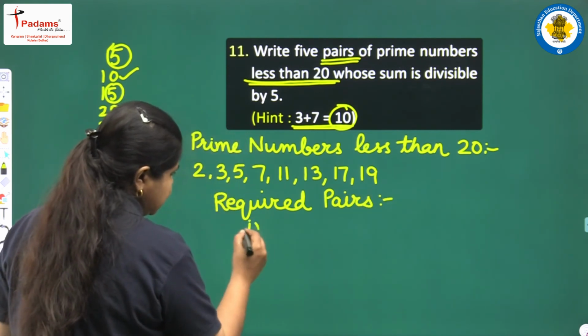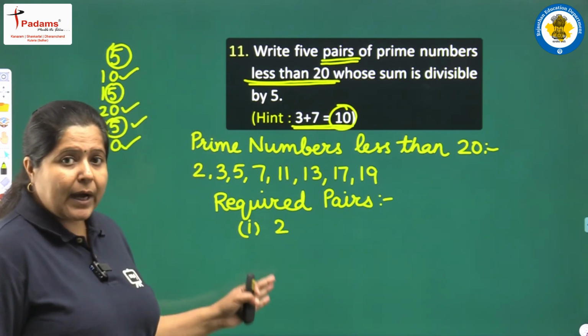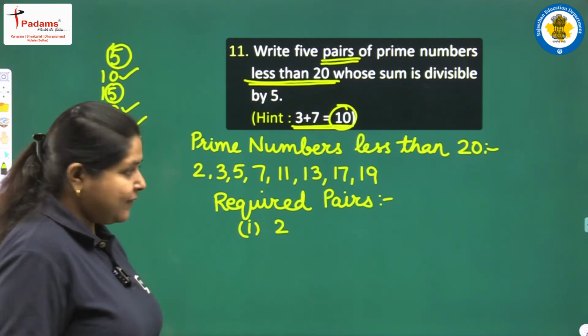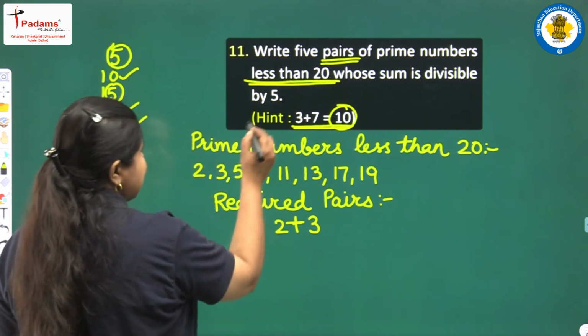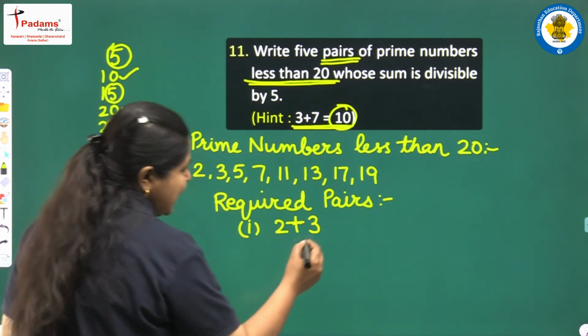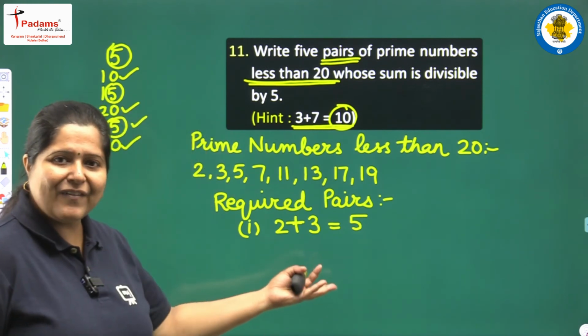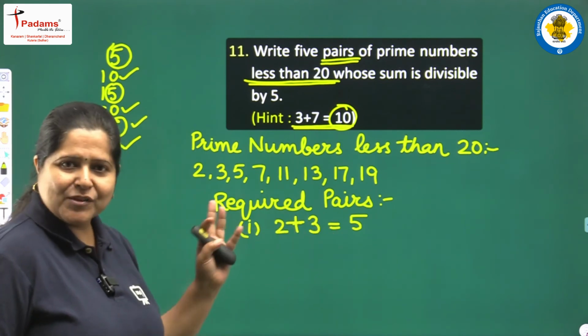The first one. Let me take the first number as 2. Now, I need the sum to be either 5 or 10. If I add 3 to it, what do I get? Taking up the first two numbers, I get 5, and yes, it's very much divisible by 5. 5 ones are 5. You can see. So, we got this first pair.